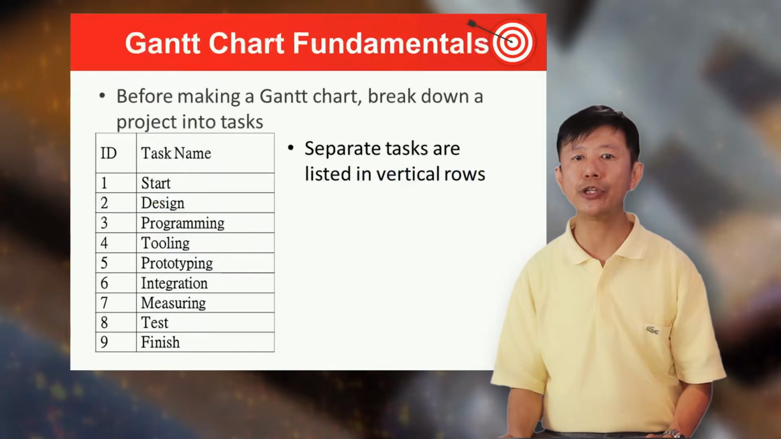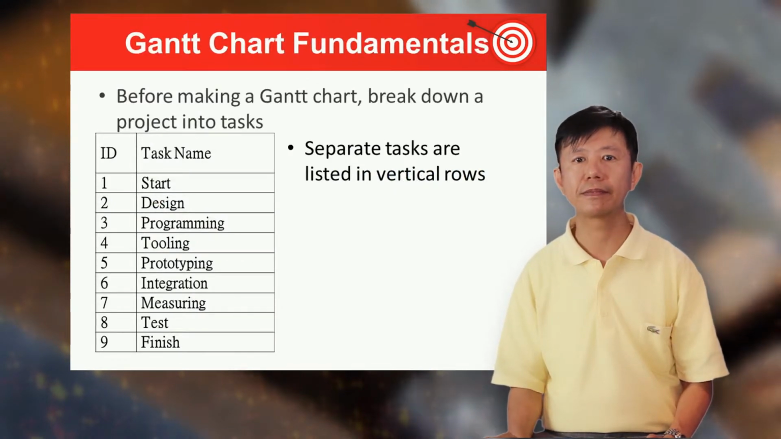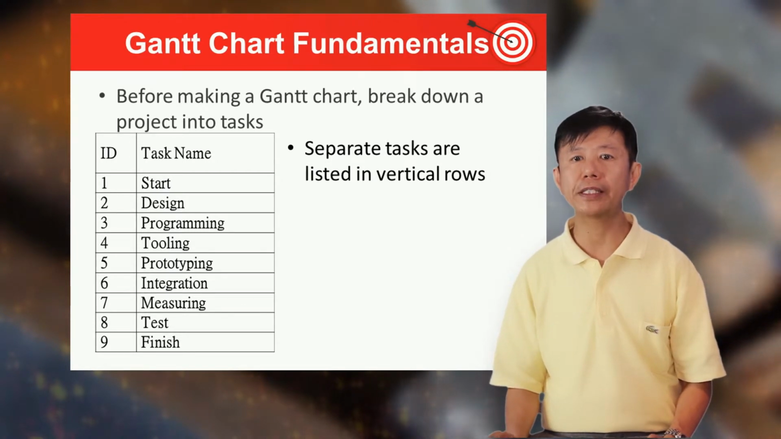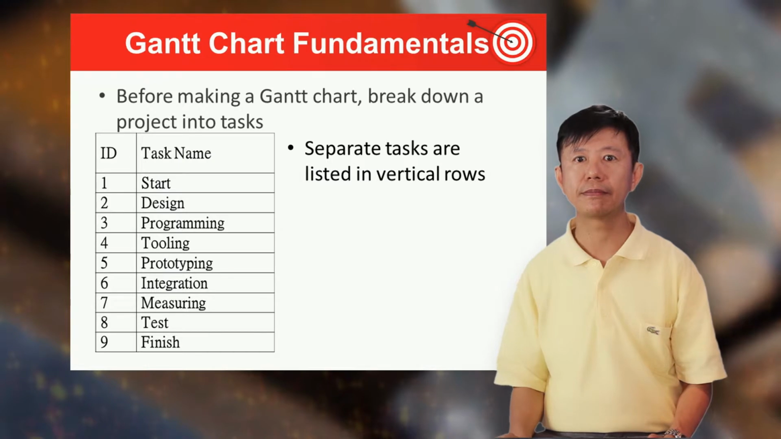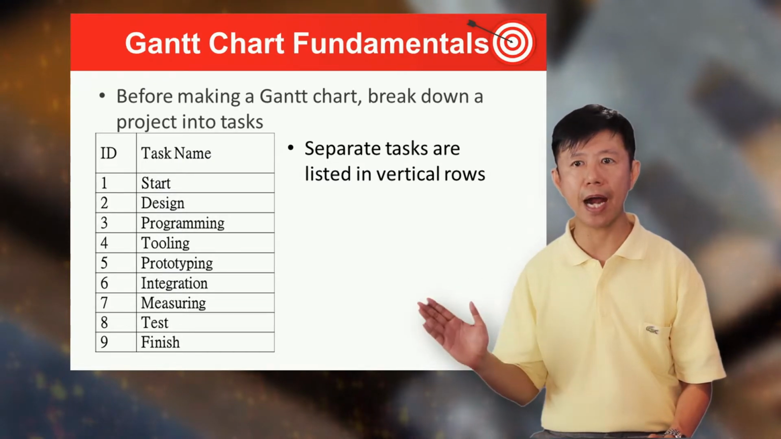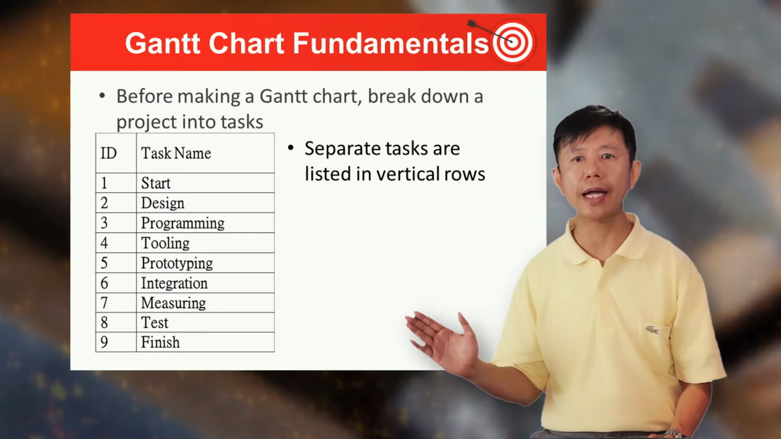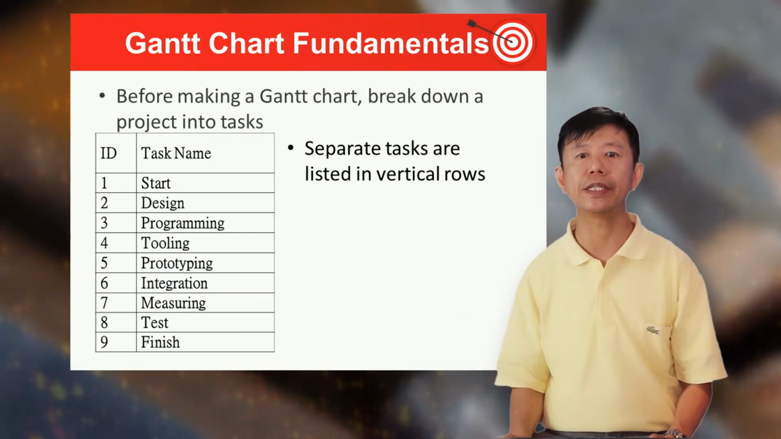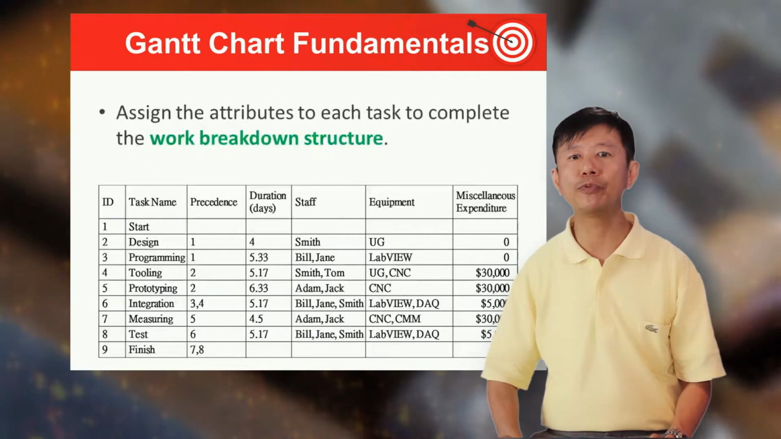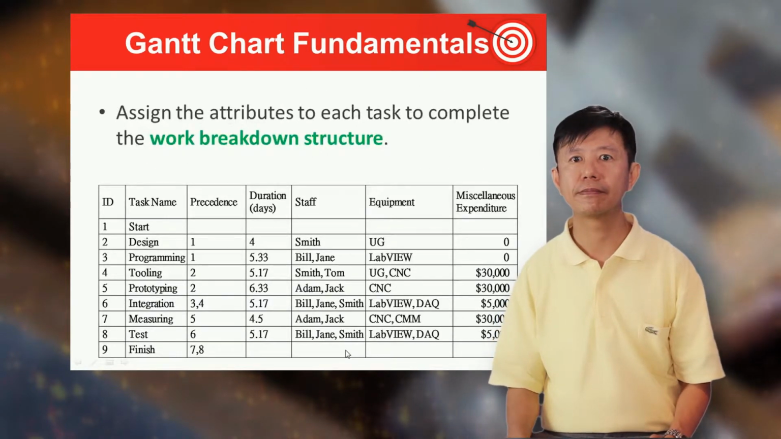Before making a Gantt chart, break down a project into tasks. Separate tasks are listed in vertical rows. Each task is given an ID number and name in column 1 and 2 respectively. Each task has its own attributes.